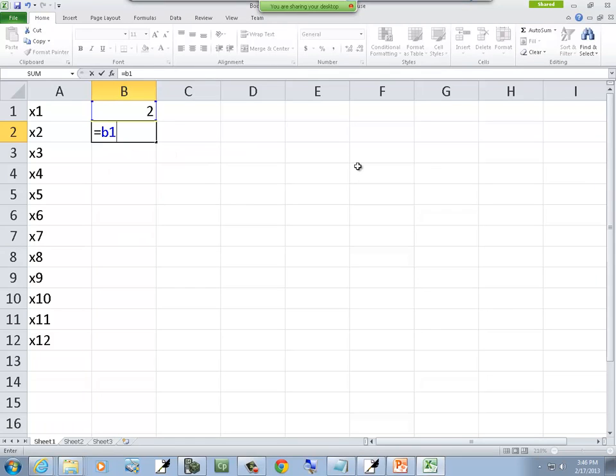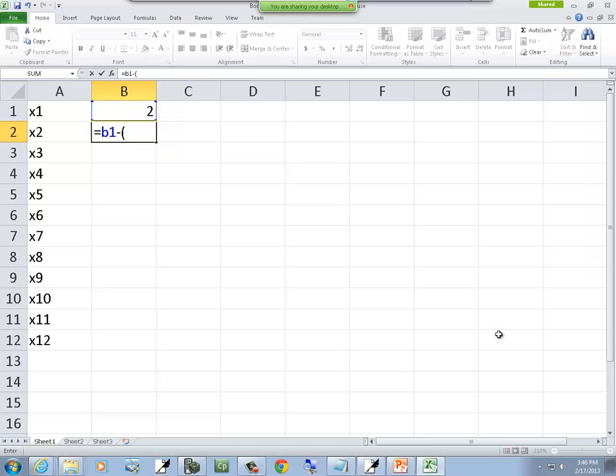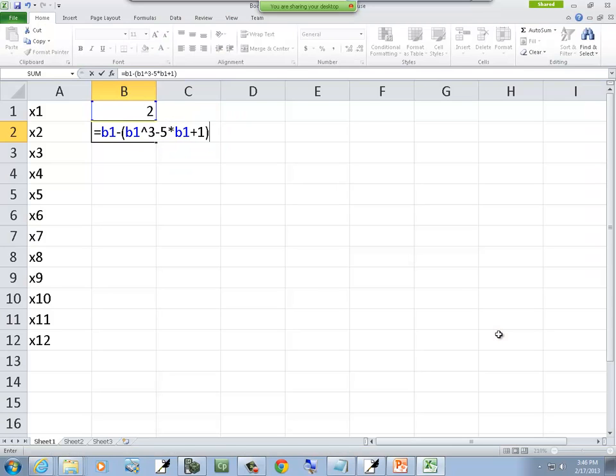So it's going to be b1 minus, and then when we plug this in, we'll put parentheses on top, parentheses on the bottom. So here's parentheses for the top. Now we got x to the third, so I'm going to have b1 caret 3. That's x to the third. Minus 5 times b1. That's the minus 5x plus 1, and then closing parentheses on top, divided by beginning parentheses on the bottom, and we got 3 times x squared, so we got b1 caret 2, that's the x squared, minus 5, closing parentheses. So that's how we'll enter it in.